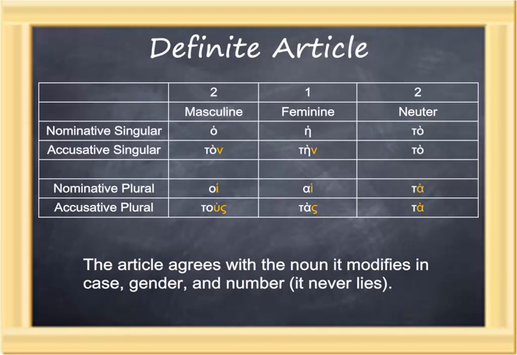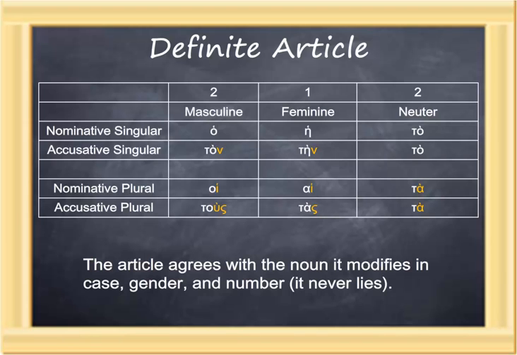The definite articles are as follows, going across. Nominative singulars, ho, he, to. Accusative singulars, ton, ten, to. Nominative plural, hoi, hai, ta. Accusative plural, tous, tas, ta. Again, just memorize them. Ho, he, to, ton, ten, to, hoi, hai, ta, tous, tas, ta.